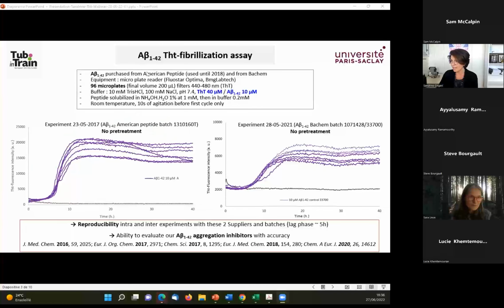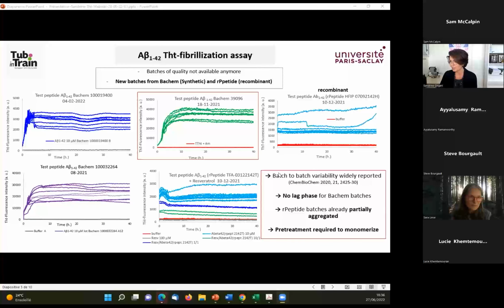In the case of A-beta, for many years, we didn't have any problems. We bought some A-beta from American Peptide or from Bachem, and you can see that we were able to obtain very reproducible curves, even at different temperatures, even at different times, or according to the years. So we didn't have any problems. Why? Since one year, we have met many problems of reproducibility.